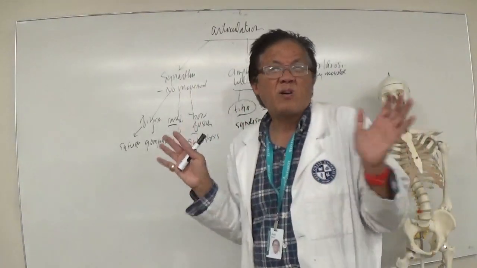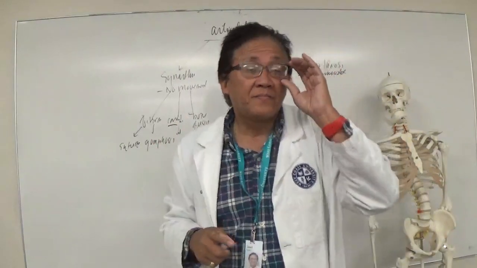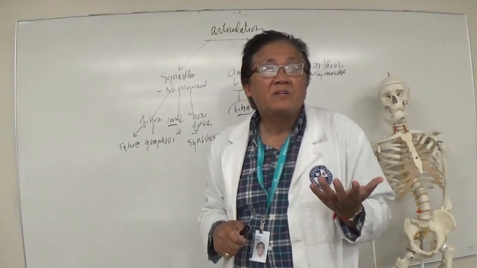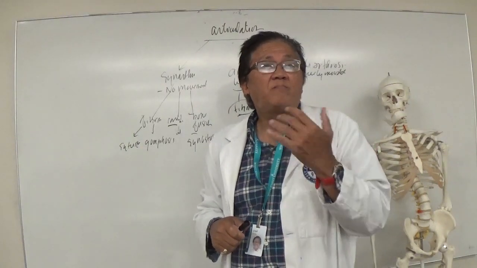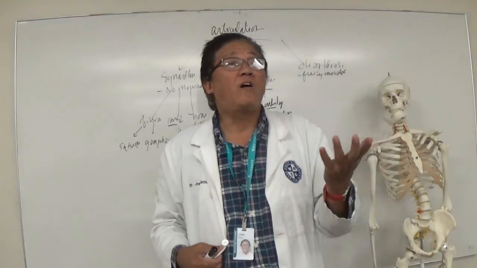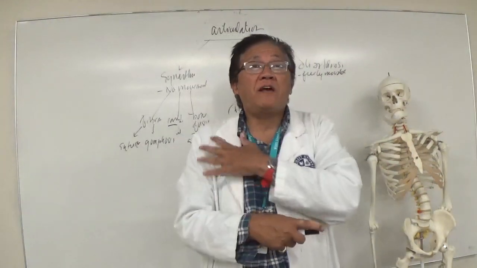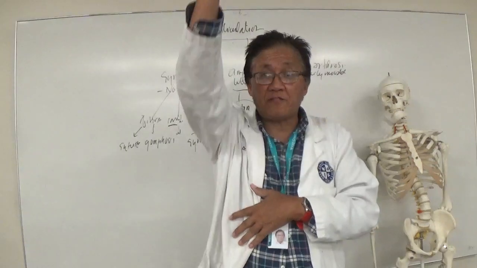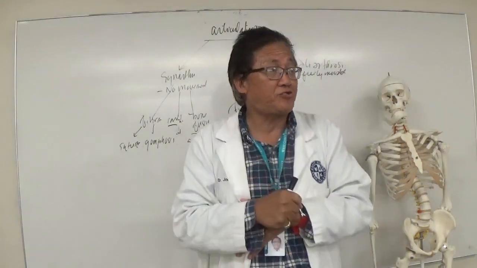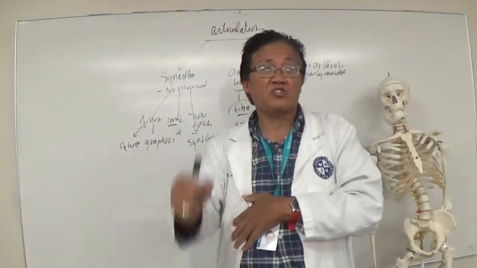Diarthrosis, the ones we have been talking about, right? For example, under diarthrosis, there are many types. I would say when you see the word ball and socket joints, what does it mean? It involves what? Shoulder and the hip. See, I love this movement here. Flexion, extension, abduction, adduction, external rotation, internal rotation, and circumduction.